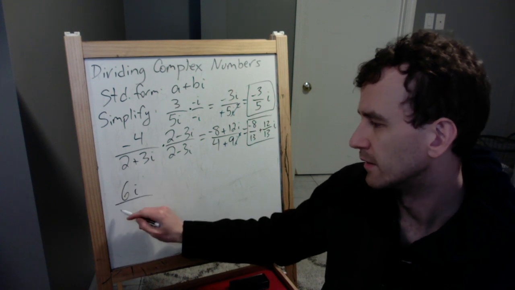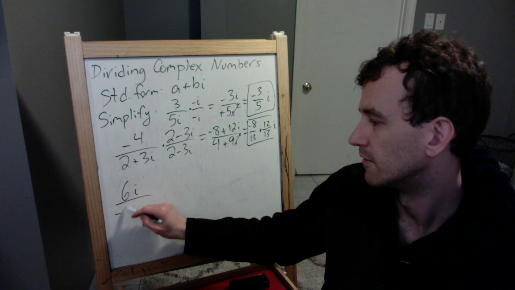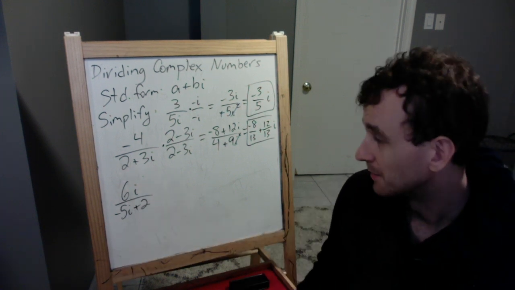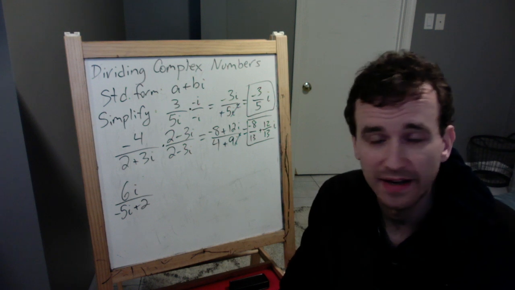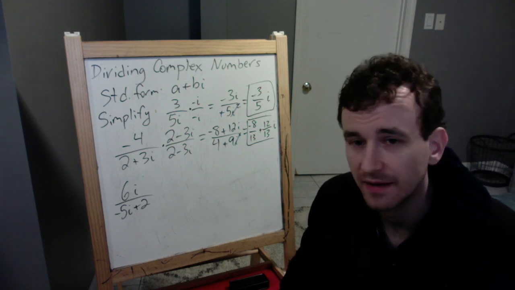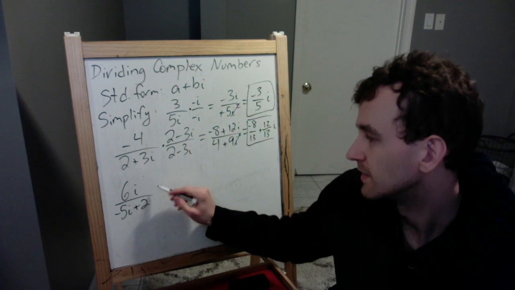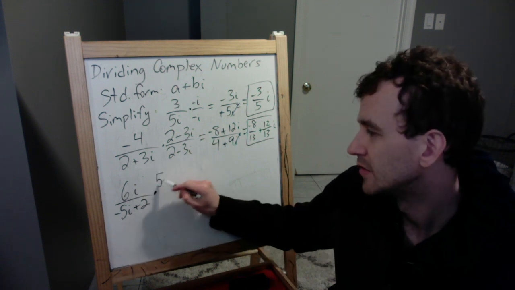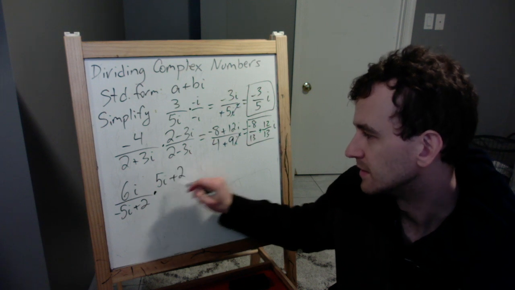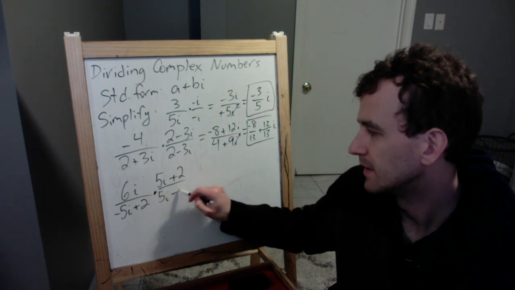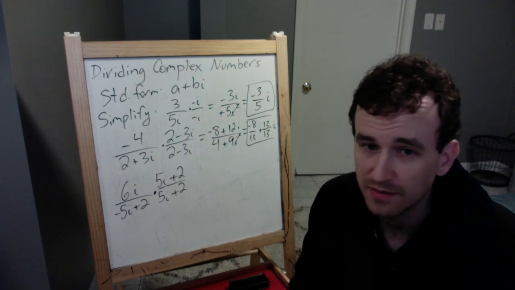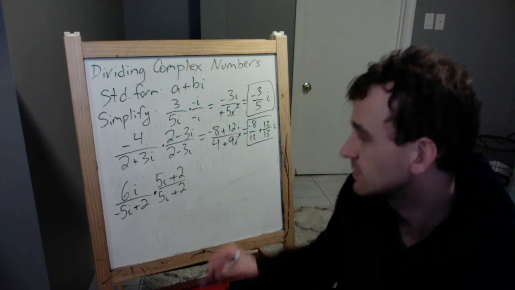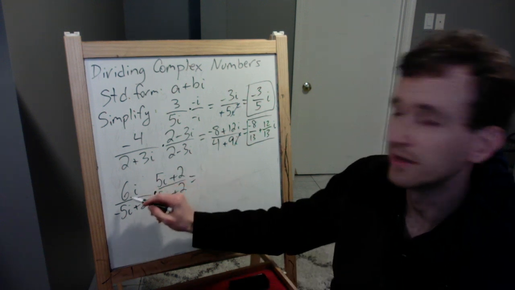So you have 6i over negative 5i plus 2. Remember, your complex conjugate is changing the sign on the imaginary number, not on the real number. So your complex conjugate needs a positive 5i, still plus 2. You keep the real part the same, and you change the sign on the imaginary number. So you can multiply by 5i plus 2 over 5i plus 2, or you can write 2 plus 5i.